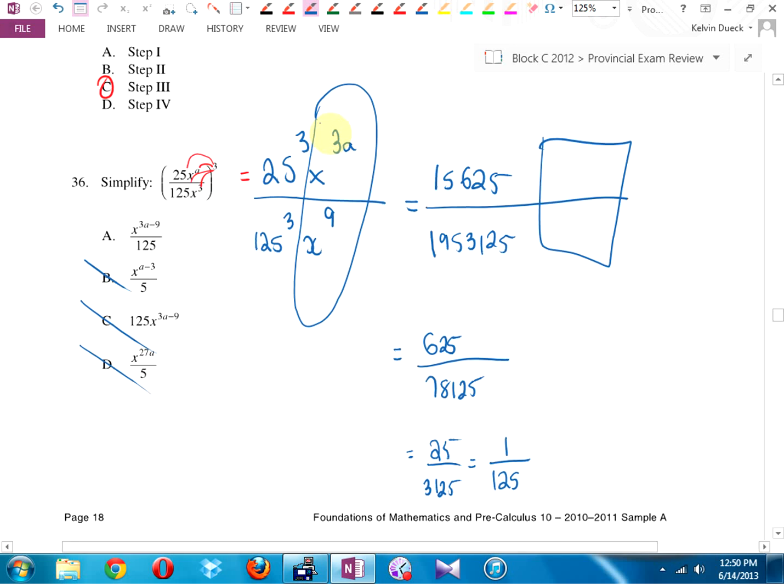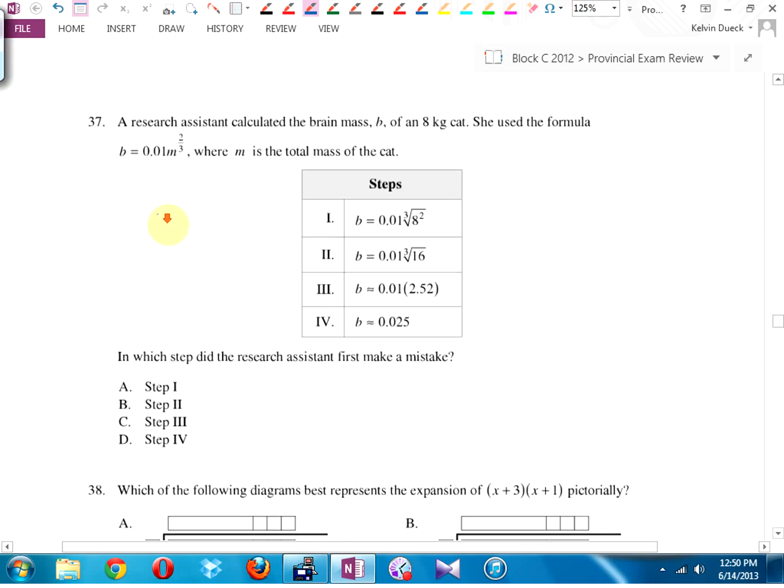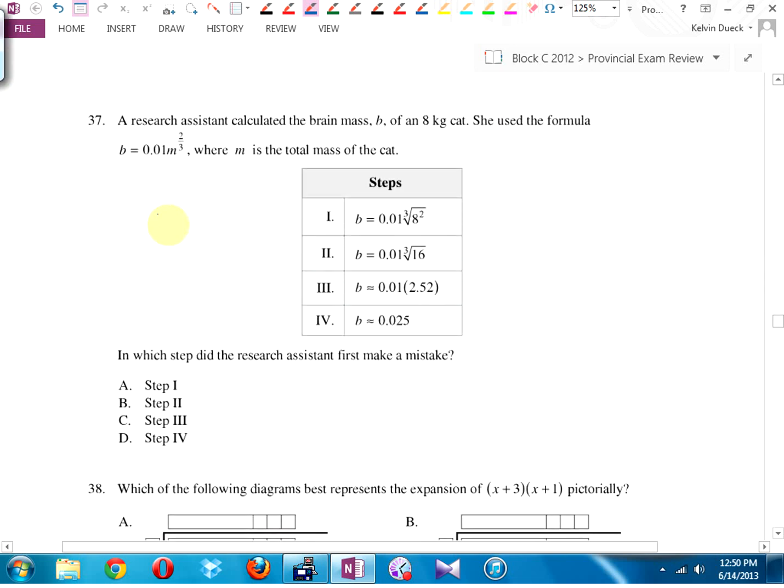The shortcut was how many on top, how many on the bottom, how many left and where, except that shortcut only works when you're dealing with numbers. How many on top? 3a. How many on the bottom? 9. How many left and where? 3a minus 9 on the top. A. Yeah, there's no way I'm getting through this whole exam today. We'll continue this on Monday.